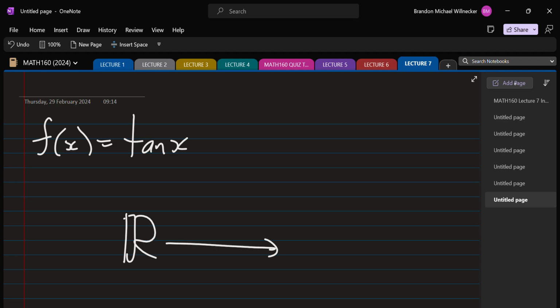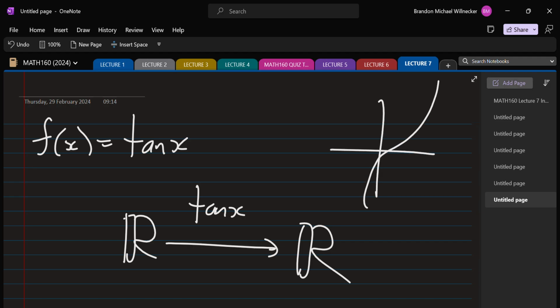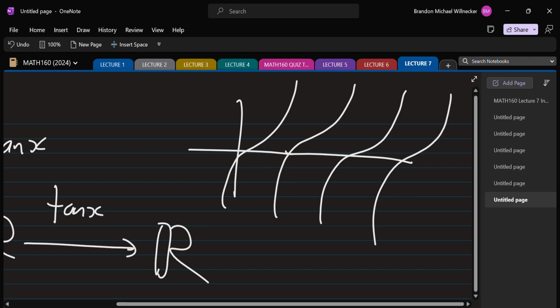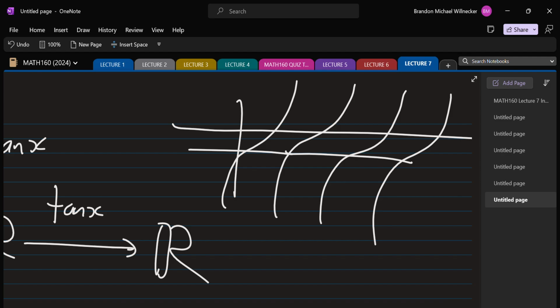So, let's say we go from the reals to the reals via tan x. Now we know what tan x looks like, right? It's something like this, and then that's repeated every 180. So I'm just drawing the one bit there. Okay, is it injective? It's not, because this is repeated. It looks like that when we repeat it. If we do a horizontal line test, it cuts through a lot of points, so it's certainly not injective. So we need to fix the domain so that it is injective. That's the first thing. Second thing, is it surjective?